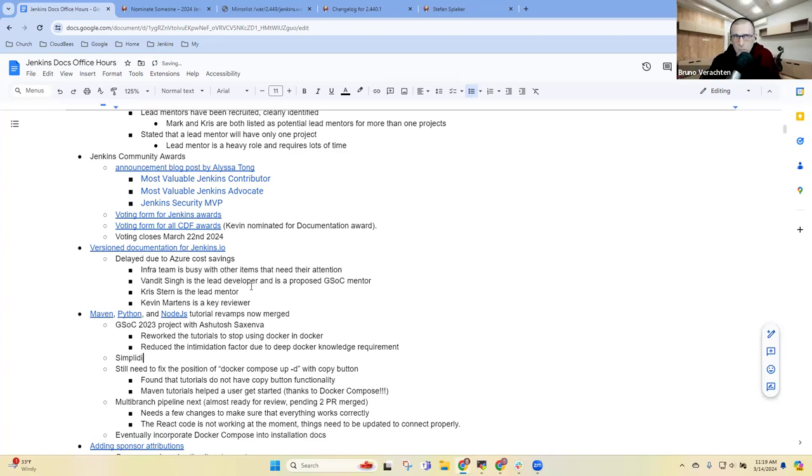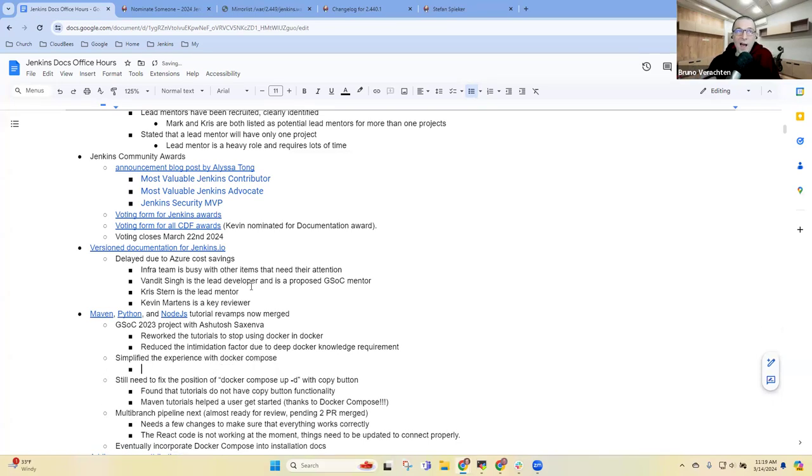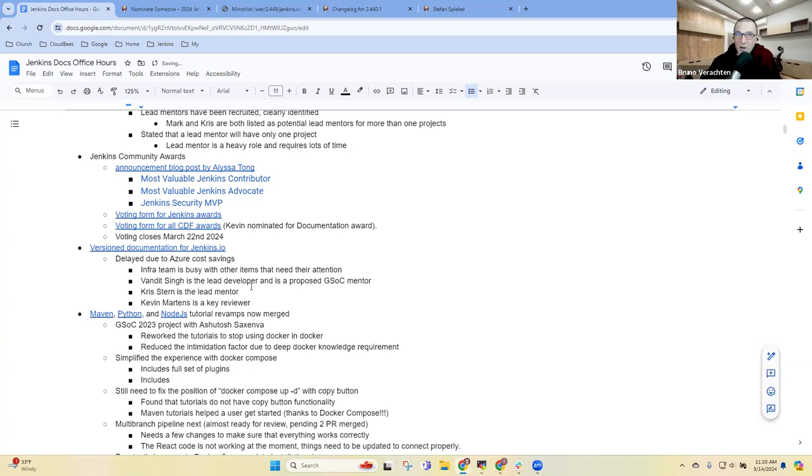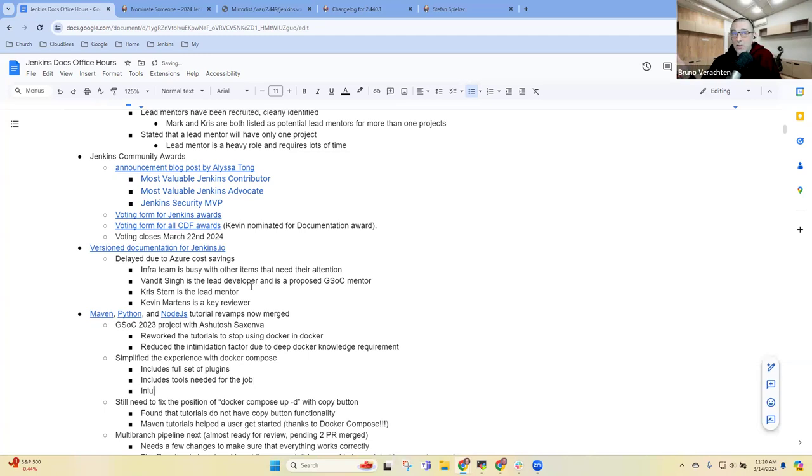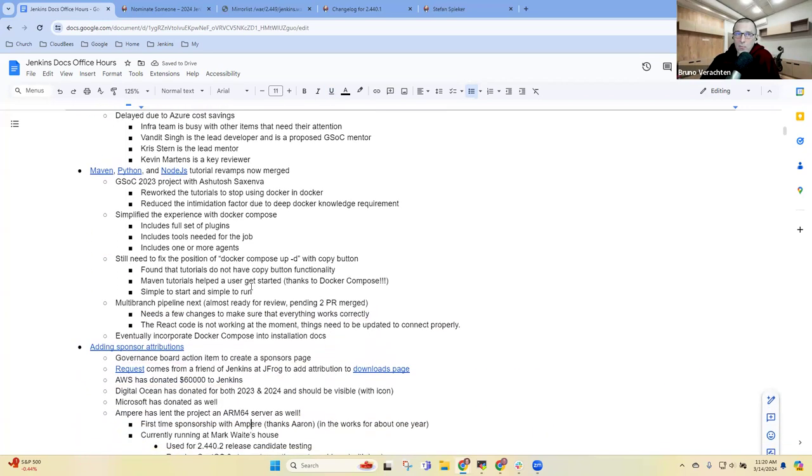So we created a repository in the Jenkins Docs organization. When the end user clones the repo and just enters a command such as docker compose up -d maven for the Maven tutorial, python for Python, node for Node, and so on, the tutorial then becomes much more Jenkins-centric, and the end user doesn't need to know much about Docker anymore, just how to install Docker on their machine and launch a Docker compose command, and bam, you've got a Jenkins controller and agent working to help you with the tutorial. So we've done up to now Maven, Python, Node.